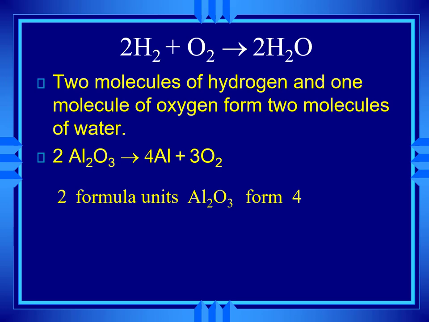What kind of piece is aluminum? It's an element, yeah, and the smallest piece of that element is an atom. So 4 atoms of aluminum, and that's the plus sign. 3, oxygen's an element, but it's diatomic, so it is a molecule.